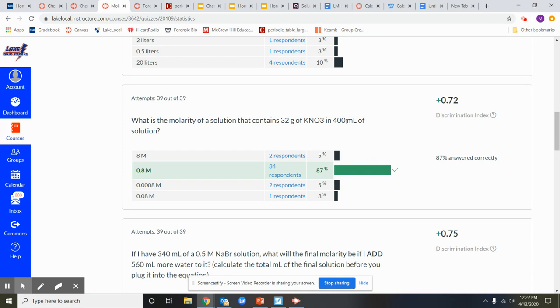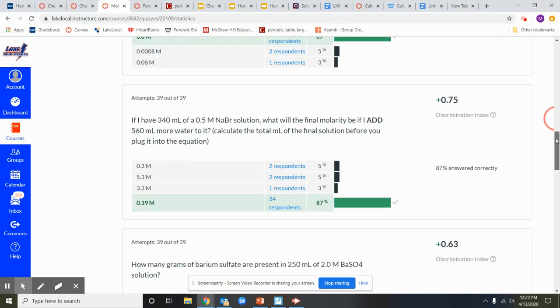Then I'm going to convert milliliters to liters just by moving my decimal over 3 times to the left. So I get 0.4. You're going to end up dividing 0.3, which is your moles of KNO3, by 0.4, which is your liters. When you do that, you get 0.75, which rounds to 0.8 for molarity. So just keep in mind that moles and liters are absolutely necessary for your molarity equation. If you're not in moles and liters, put yourself in moles and liters.